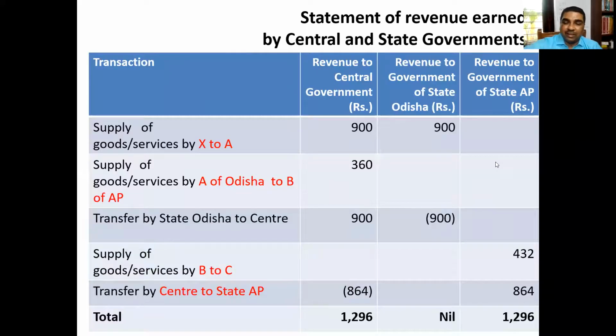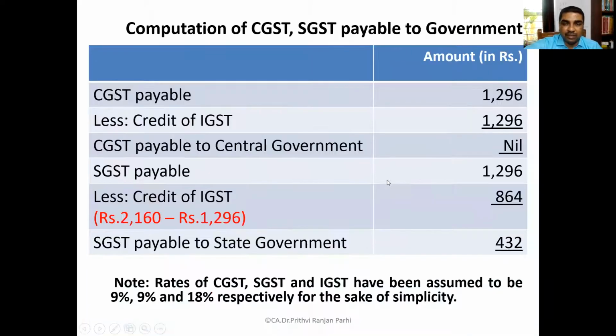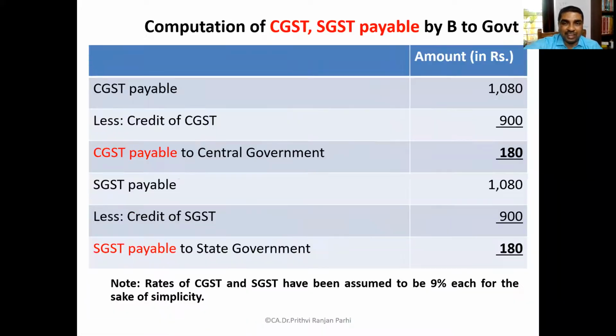Did you understand this concept? Quickly, let me recapitulate that for you once again. In this process, we'll see that there is seamless flow of credit. And this is how revenue between the states is adjusted.